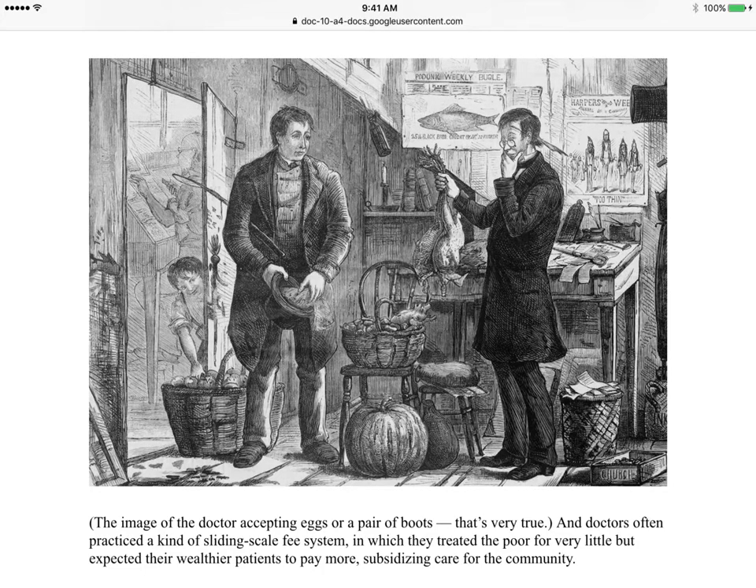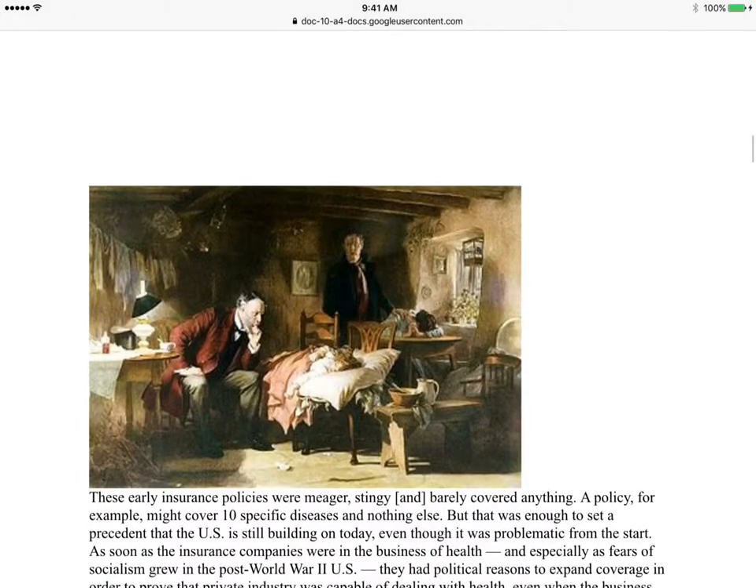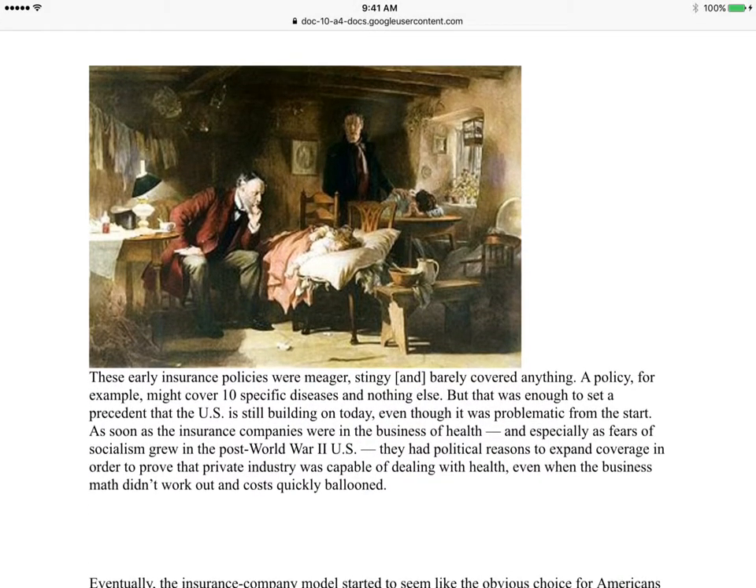Now, by 1938, the American Medical Association determined there needed to be a better way of doing this, and they were trying to avoid federalization that they saw coming in the 1930s, so they agreed on a health insurance model. But what does that model look like? The early models were very stingy, meager, and barely covered anything. A policy, for example, might cover 10 specific diseases and nothing else. Problematic, but it was a start. Eventually, the insurance company model started to seem like the obvious choice for most Americans, but the basic problem is that insurance companies have grown into something that they weren't meant to be.